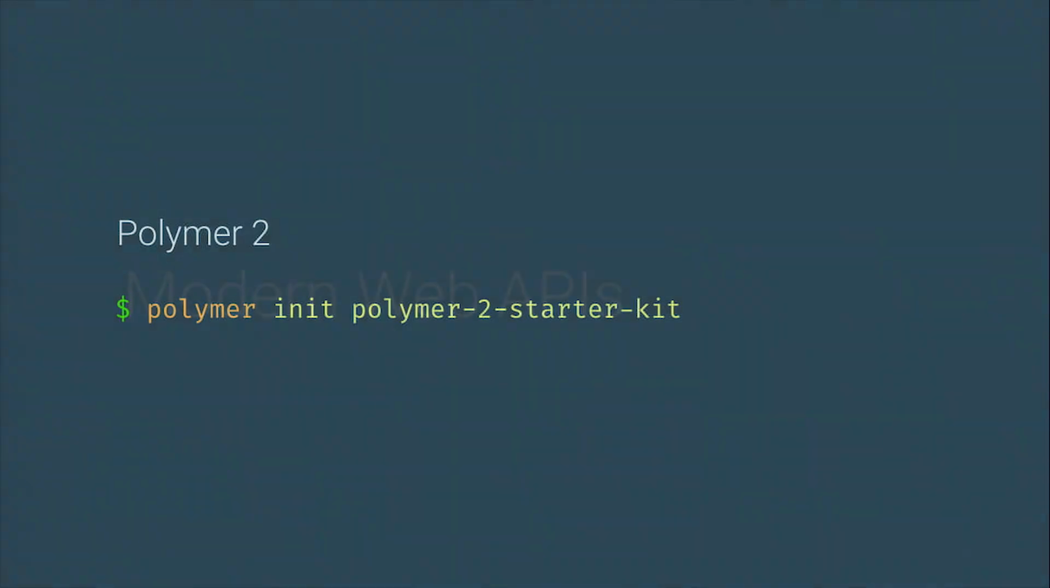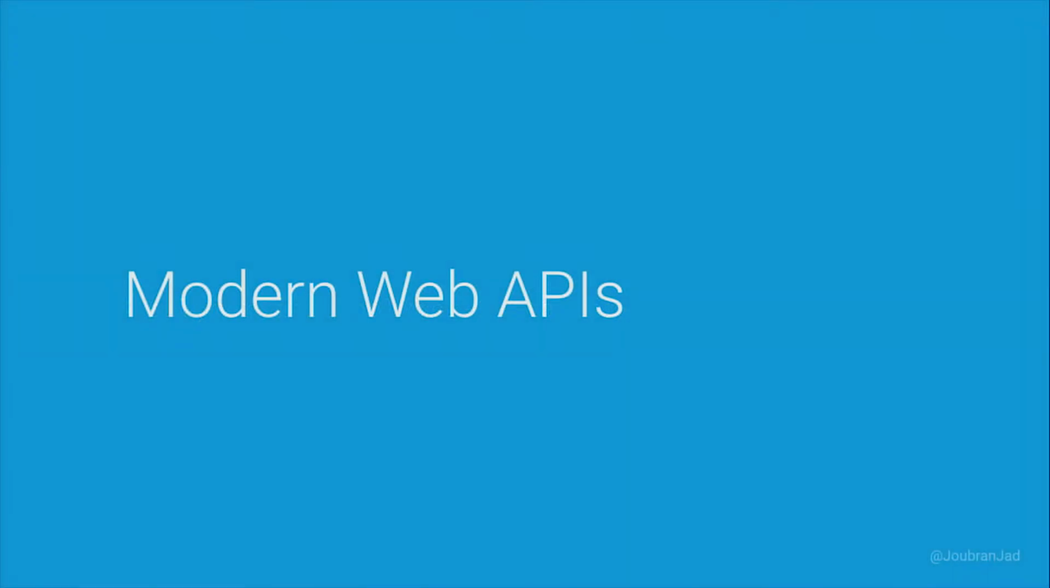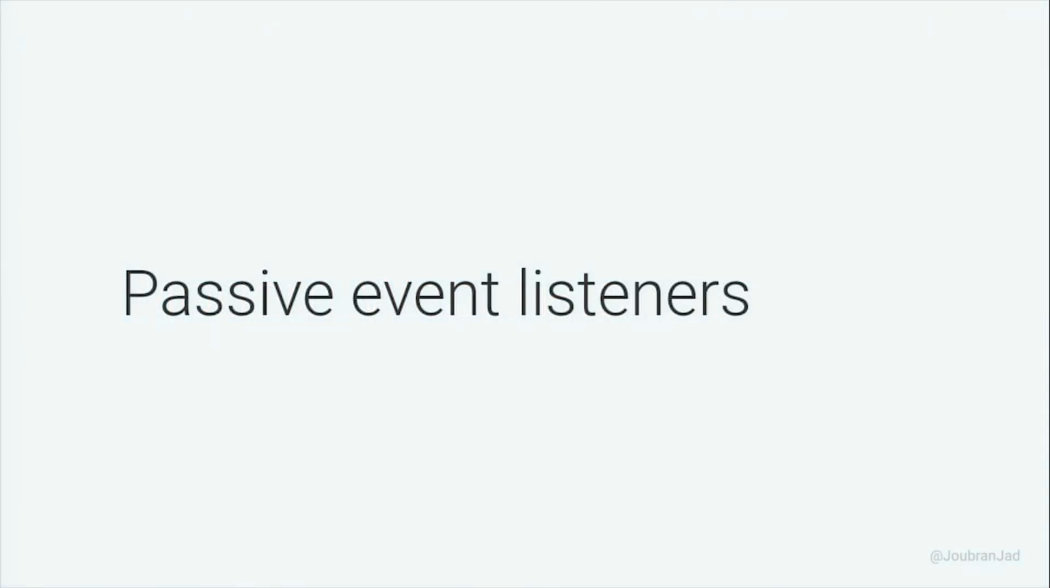So now let's take a look at some modern web APIs. And this is completely independent from progressive web apps. But once again, if you're doing a PWA, you may find yourself using those web APIs. So has anybody used passive event listeners?